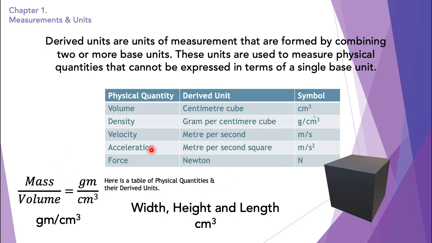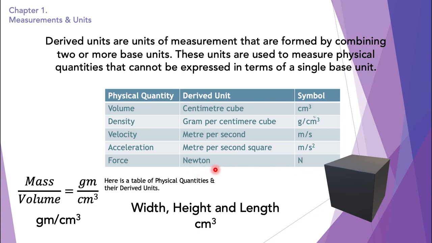Then we have velocity, which has a derived unit meter per second. Now this derived unit is made up of base units only, 2 base units. One is meter and the other is second. One is the base unit of time and the other is the base unit of length. Then we have acceleration, meter per second square. And lastly we have force, which is measured in newtons, symbol capital N.